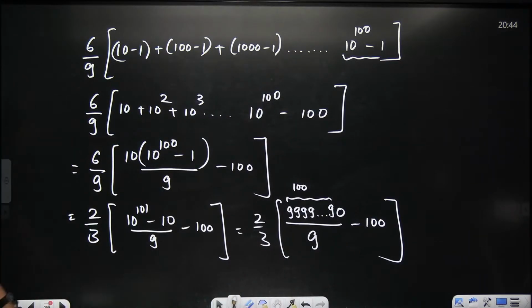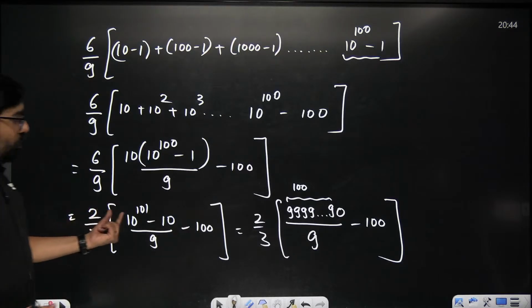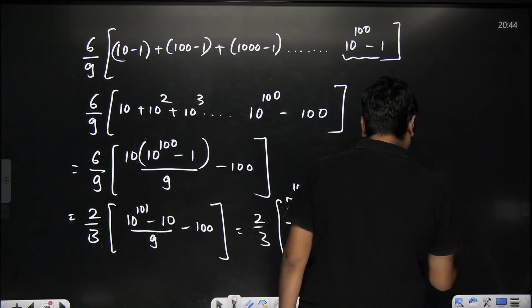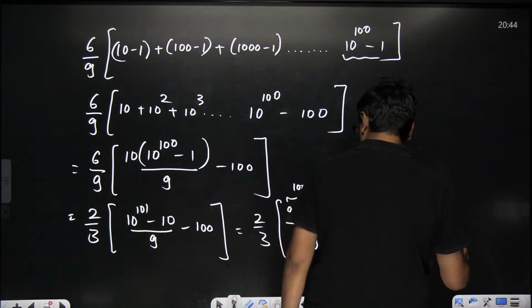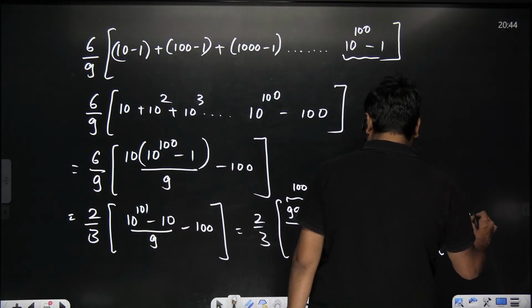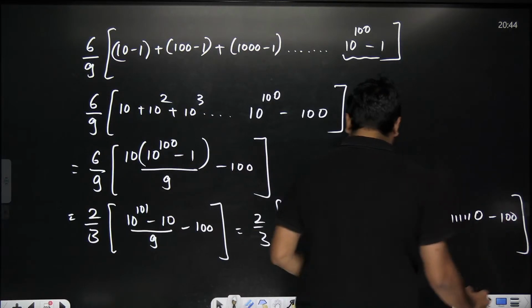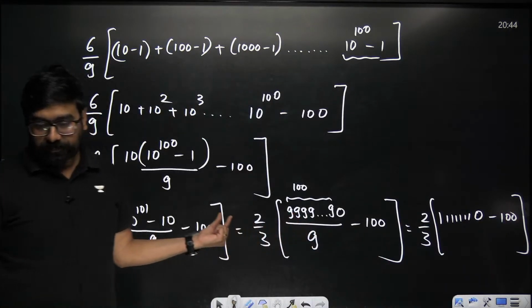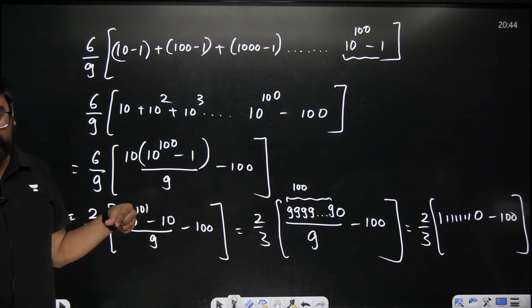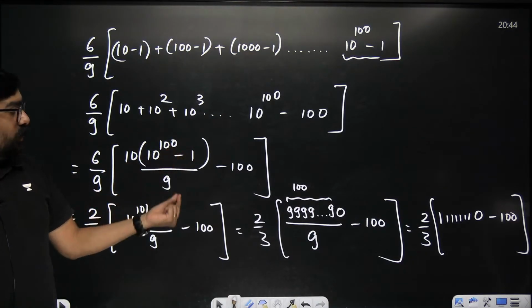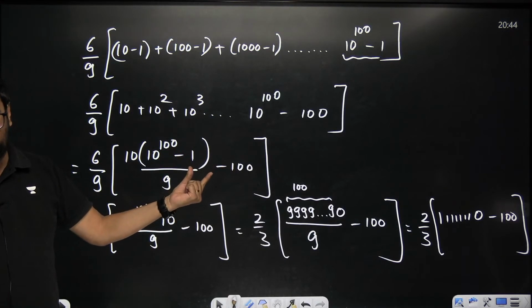Correct? Now you tell me this 2 by 3, all these will be 1, 2 by 3, right? All these will be 1, 1, 1, 1, 1, 1, 100 ones, last digit will be 0, minus 100, right? Because we are dividing by 9. Now after doing minus 100, last 4 digits will be what? 1010. Last 4 digits will be 1010.